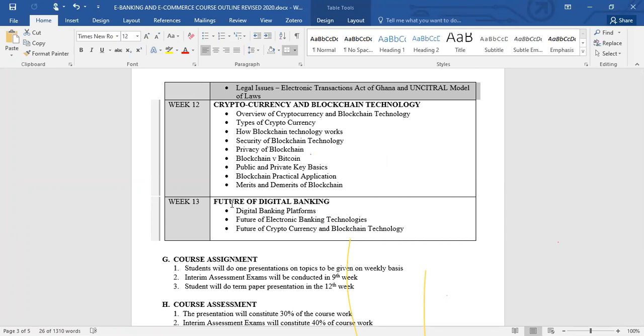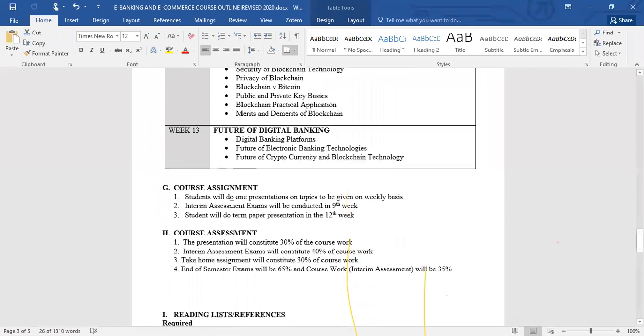So the future of digital banking, we'll look at digital banking platforms. We'll look at the future of electronic banking technology. We'll look at the future of cryptocurrency and blockchain technologies. So these are the topics we'll be looking at this semester.